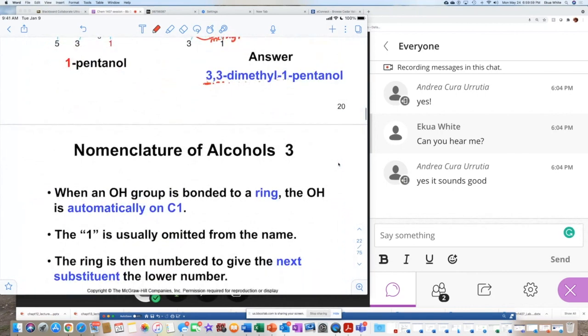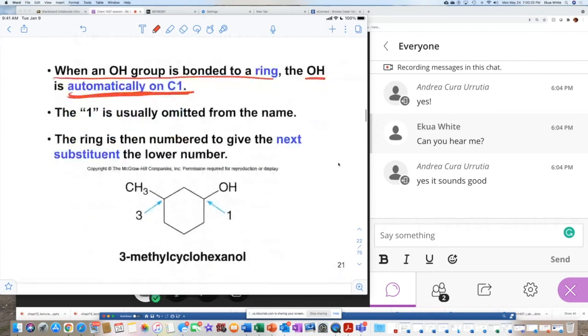Okay, so what happens when an alcohol is bonded to a ring? The carbon that the alcohol is attached to, the alcoholic carbon, automatically becomes carbon 1, because the goal is to make sure that the alcohol group has the lowest number. So 1 usually gets omitted from the name. Now it says the ring is then numbered to give the next substituent the lower number.